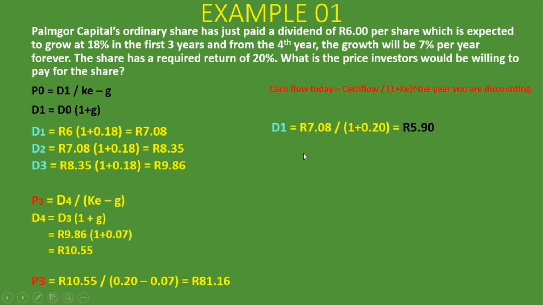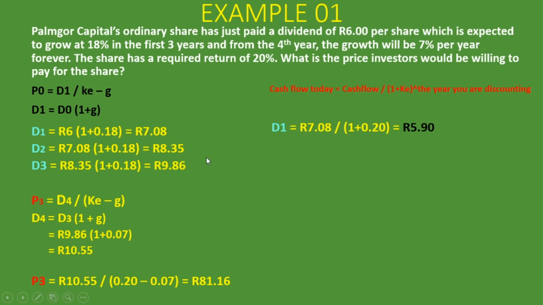So here it is, D1, which is the discounted cash flow, is the 7 rand 8 cents, which we got when we calculated the dividend at period 1, divided by 1 plus 0.2, which is the KE, the required rate of return. I didn't have to put to the power of 1, because even if you put it, it will not change what the answer will be. And it gives me a discounted dividend of 5 rand 90 cents. So dividend 1 is equal to 5 rand 90 cents today. That is what it's worth today.